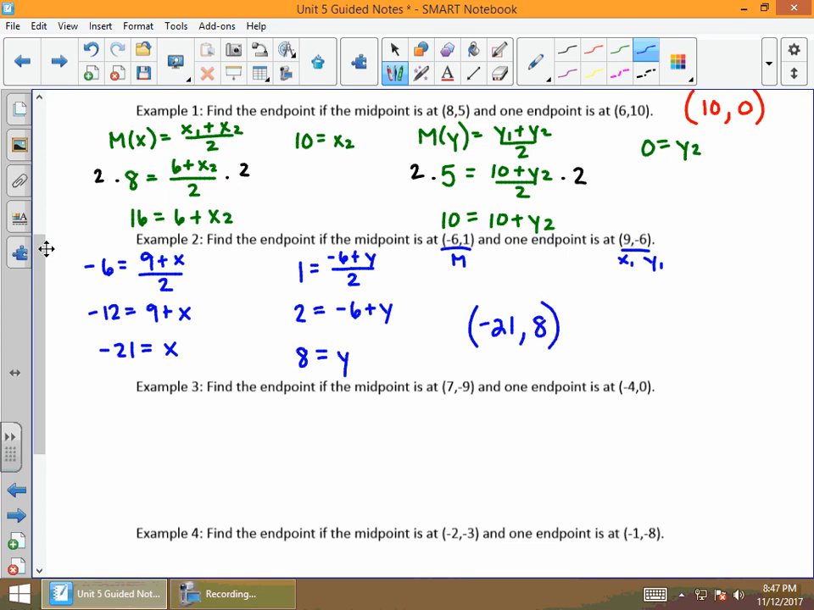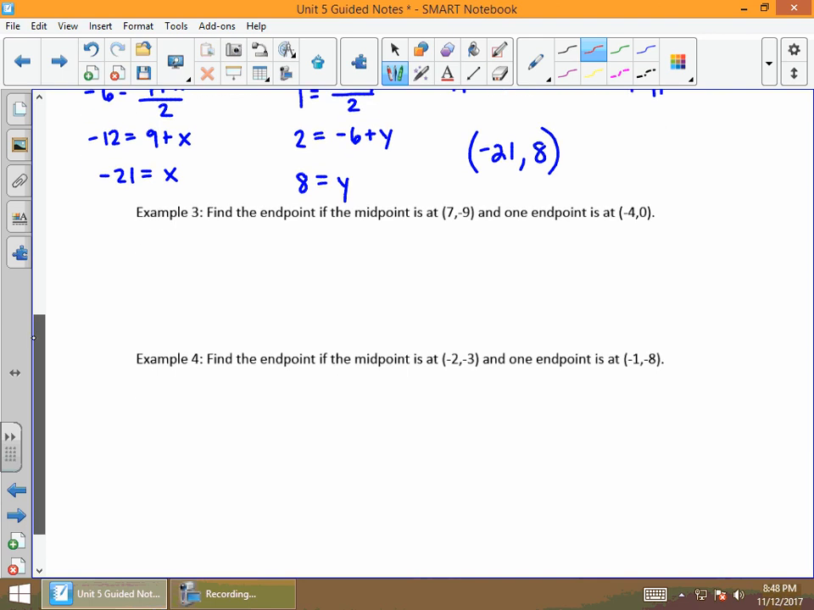And hopefully you can go and check these. If you are a master of finding midpoints, take your given endpoint and the endpoint you found and calculate the midpoint. So do 9 plus negative 21 is negative 12, divided by 2 is negative 6. And negative 6 plus 8 is negative 2. Or I'm sorry, is 2, divided by 2, which is 1. So you can plug these back into the original midpoint formula to find midpoints.